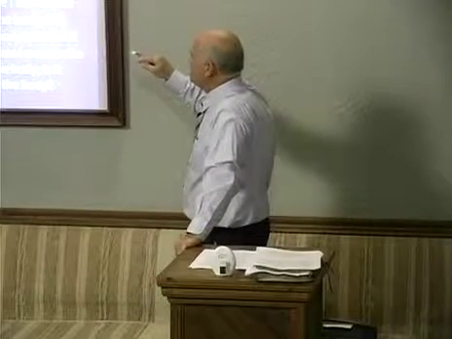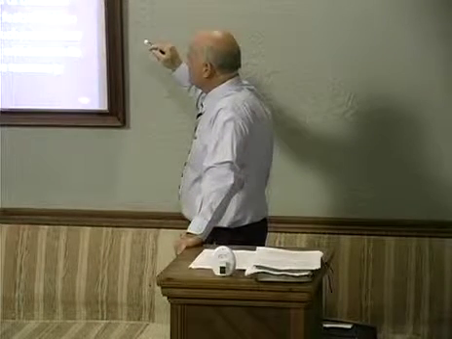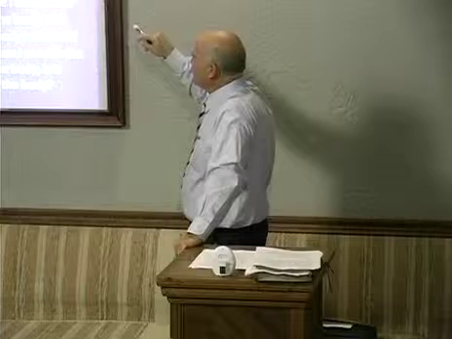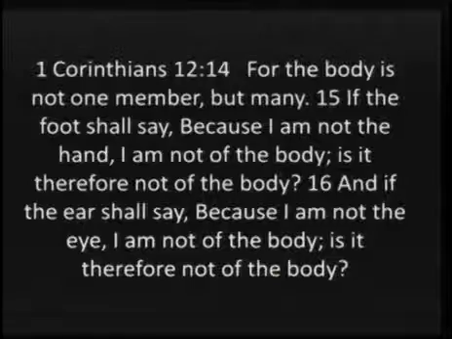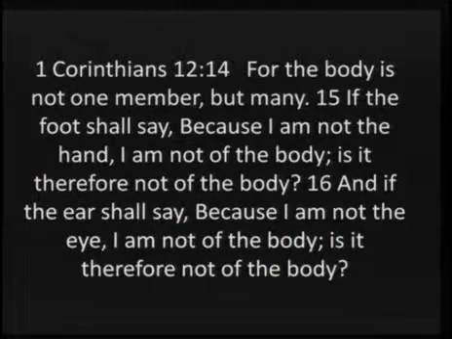Let me kind of stay on track here because again, I'm trying to do this in the way that I'm getting used to doing it. Let me take you just to this first section. That's where I want. For the body is not one member, but many. Now he's going to explain something about that. If the foot shall say, because I'm not the hand, I am not of the body, is it therefore not of the body? Well, he doesn't really need an answer to that.